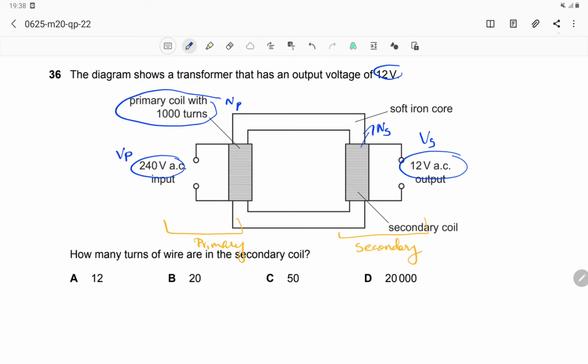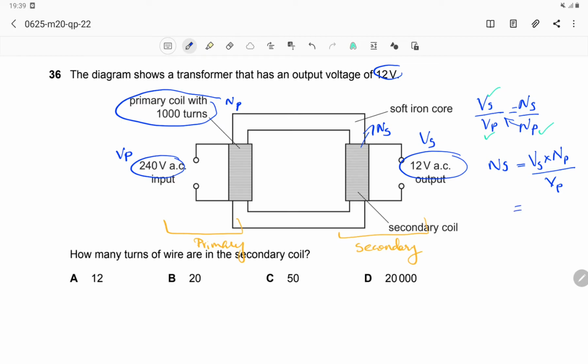So you can use the equation Vs over Vp is equal to Ns over Np, where we have the value of Vs, Vp and Np, and you just need to find Ns. So you can rearrange the equation and make Ns the subject. So you will get Ns, that is the number of turns in the secondary coil, is equal to Vs times Np over Vp, since Np goes to the other side of the numerator, where we have all these values on the right-hand side.